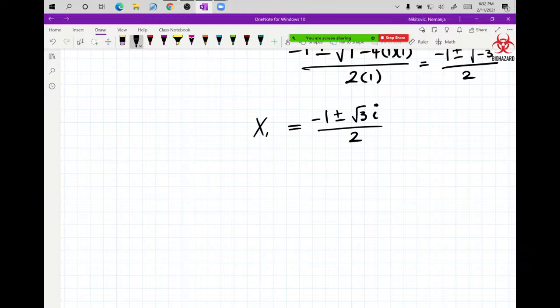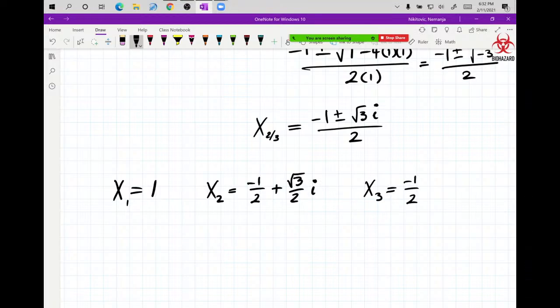So these are my x2 and x3. So what do I have? I have x1, which was 1. The second root is negative 1/2 plus root 3 over 2 i, and x3, the third root, is negative 1/2 minus root 3 over 2 i. There we go. 3 roots.